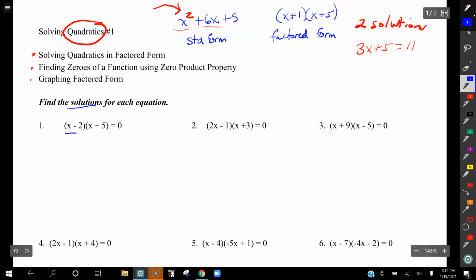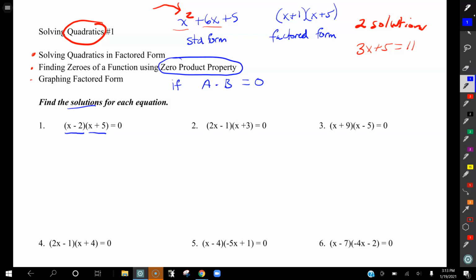Number 1 says find the solutions for each equation. In this first one, I see that I have some expression times another expression equals 0, and what we can do to solve this is use the zero product property. It says that if A times B equals 0, if 2 things are multiplied together to make 0, then either A equals 0 or B must equal 0. One of those 2 things has to be true. Product is just a fancy word for multiply. It's the only way you can multiply 2 things and get 0: if one of the 2 things is 0. So we need to find out when the parentheses are going to be 0.